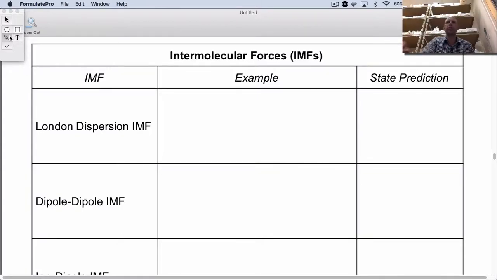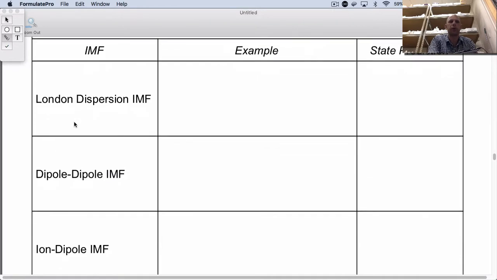There are four different types of intermolecular forces, or forces that are between different atoms or compounds. And the reason we do not call these bonds is because they're not a bond, they are a force. They're actually more similar to an ionic compound, if you will.